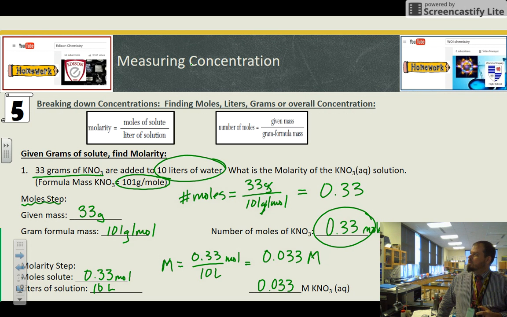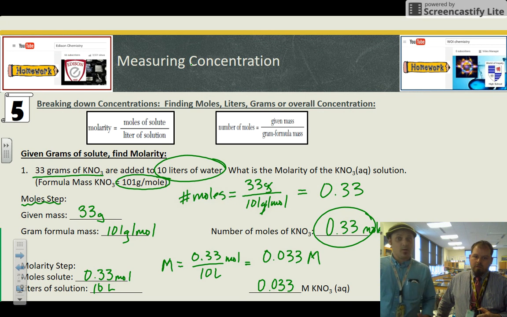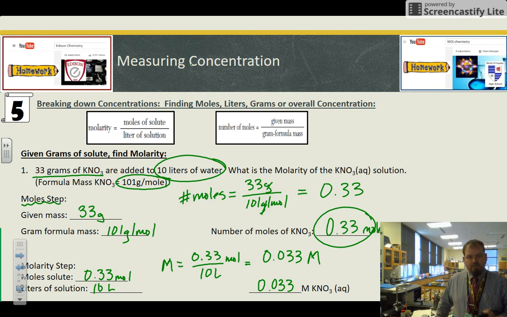Which is very dilute. The smaller the number, the more dilute. That's right. We could have even probably gone parts per million with something that small.